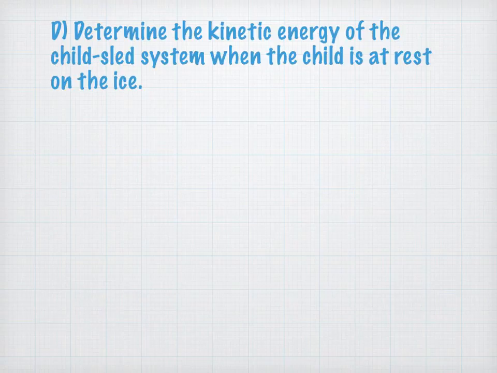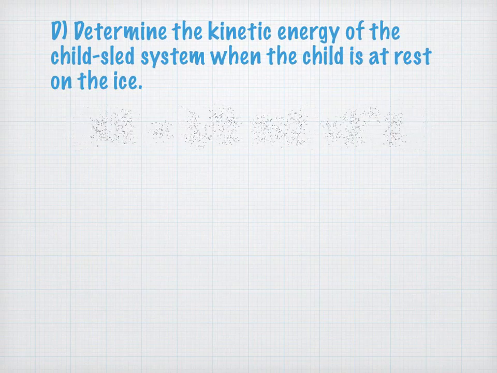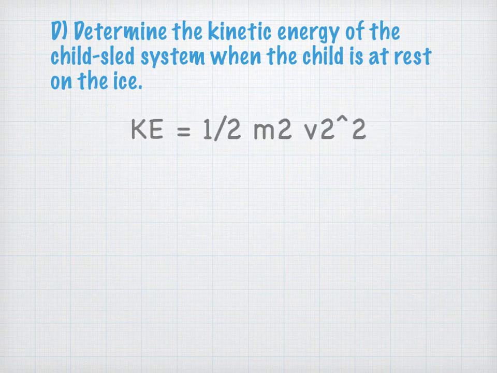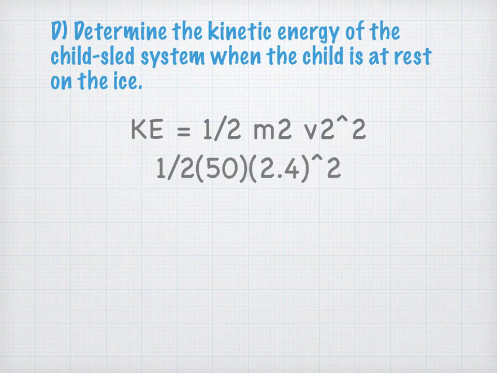Part D. Determine the kinetic energy of the child-sled system when the child is at rest on the ice. You're going to use the equation KE is equal to half times m2 times v2 squared. You're going to plug in the numbers. m2 is 50, v2 is 2.4, which is what you just solved for in part C.